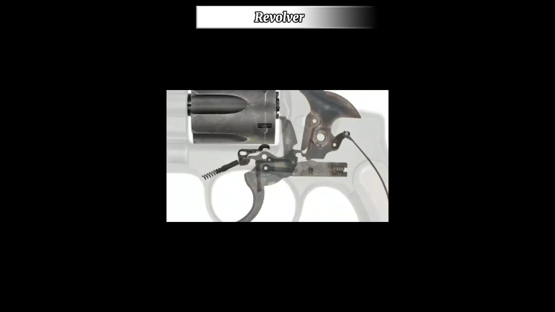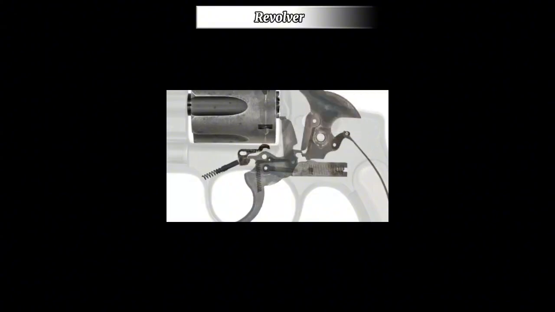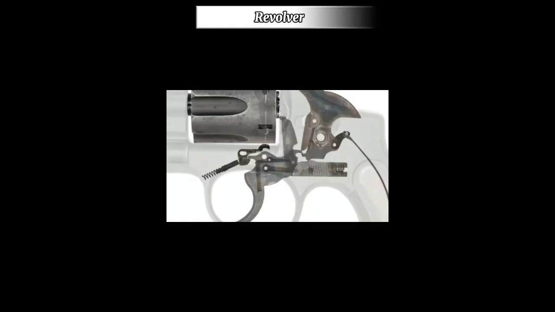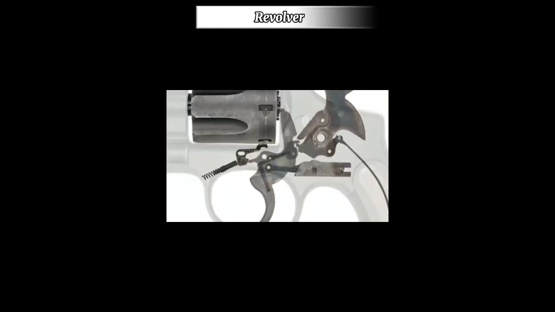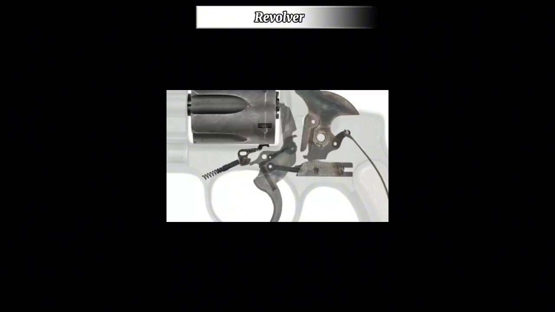Revolver. When the trigger lever is pushed all the way back, it releases the hammer. The compressed spring drives the hammer forward. The firing pin on the hammer extends through the body of the gun, and it hits the primer. The primer explodes, igniting the propellant.